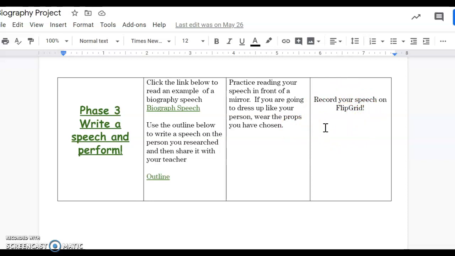After you've recorded on Flipgrid, you'll see all of your classmates' biographies as well, and you can listen in to what they have to say.